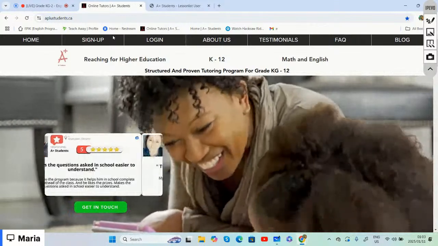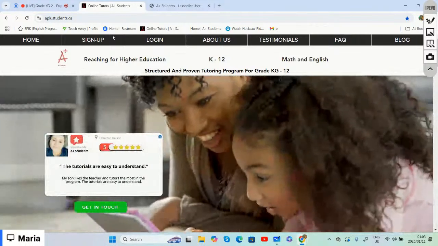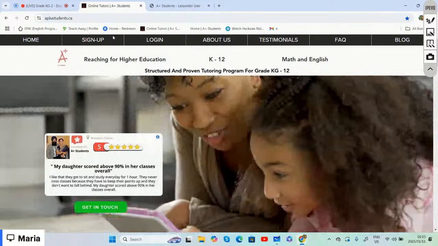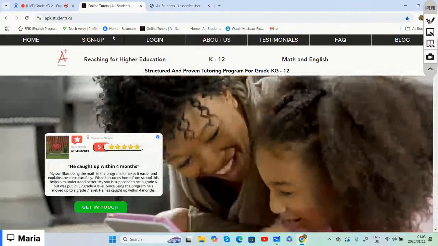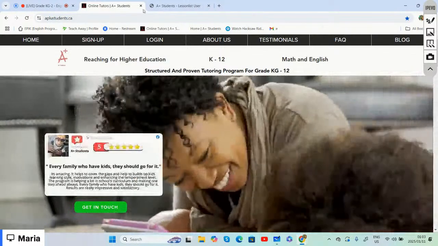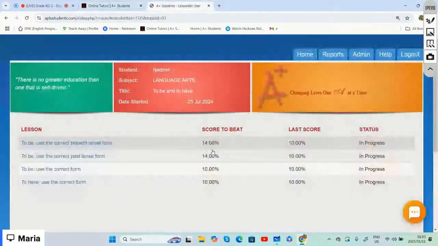We're doing grade kindergarten to 2. And then we're going to scroll down until we get to our chapter of to be and to have.